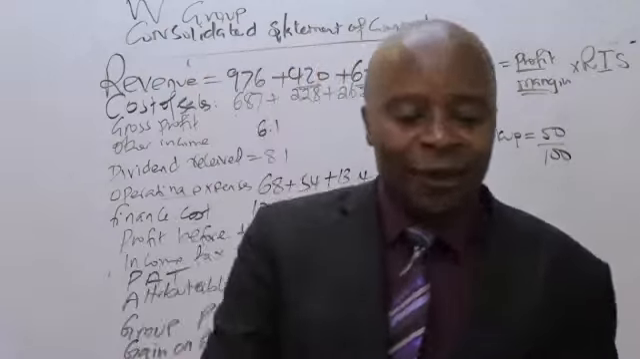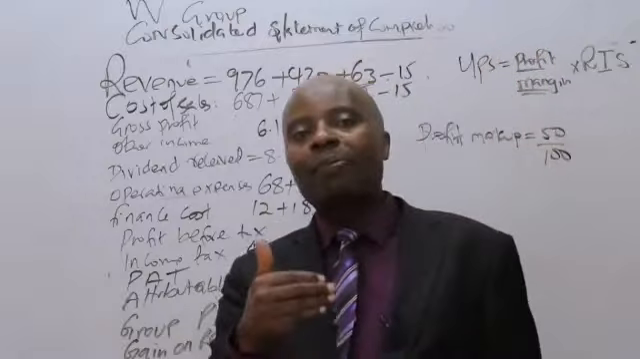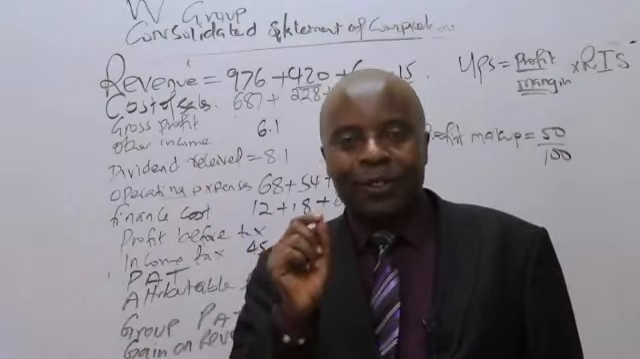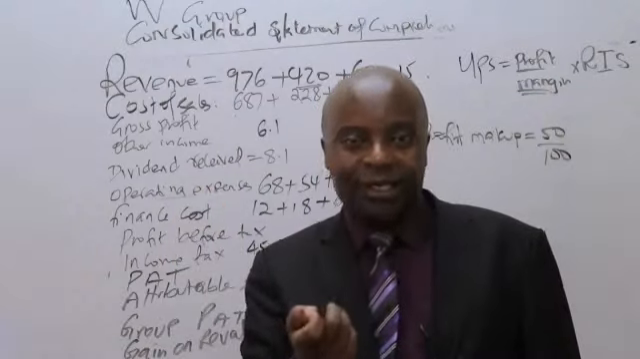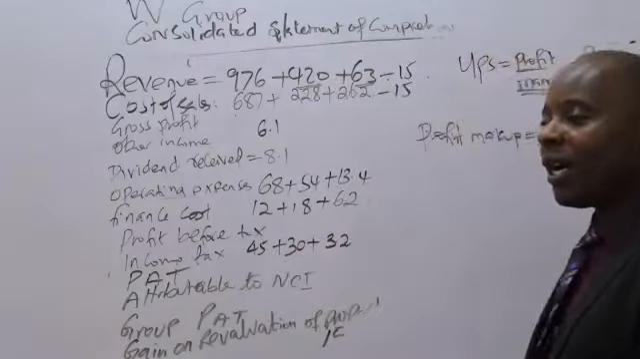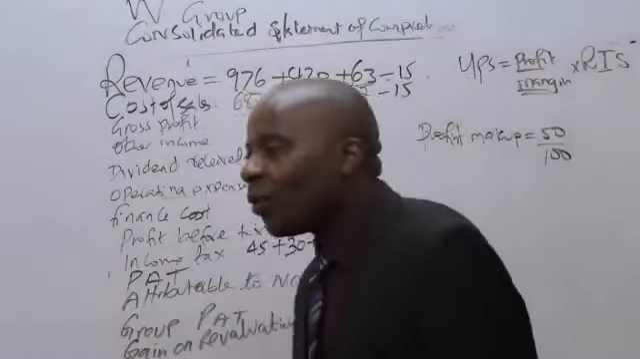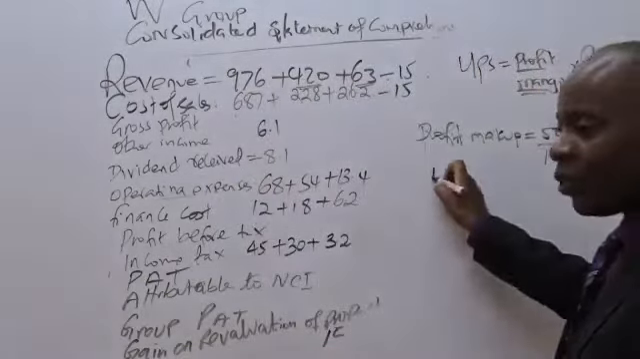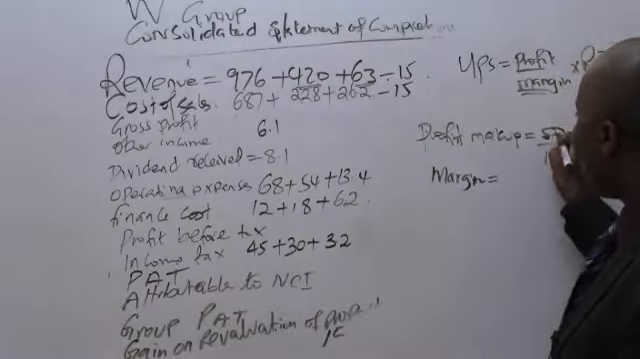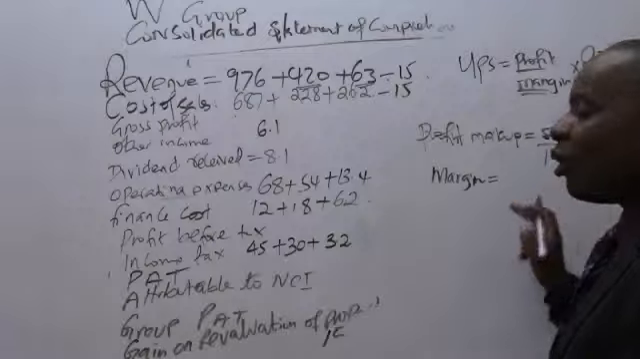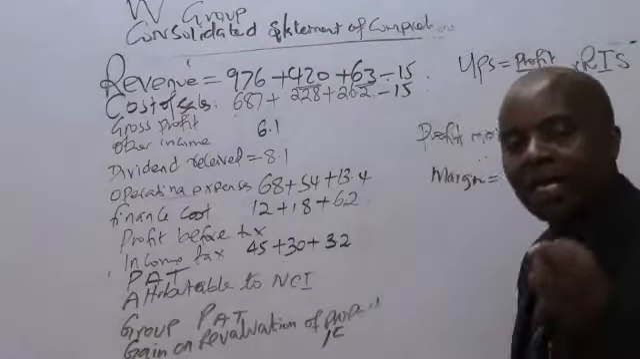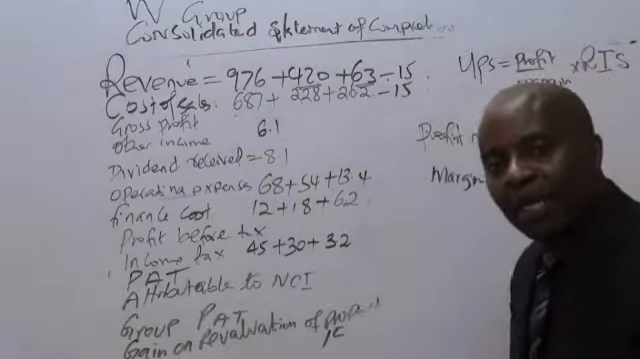And of course, you and I know that we rarely make use of markup in group consolidation, because they won't give you the cost of their goods. In most cases, they'll give you the sales. So in group consolidation, we always prefer the margin. Margin has a bigger denominator.